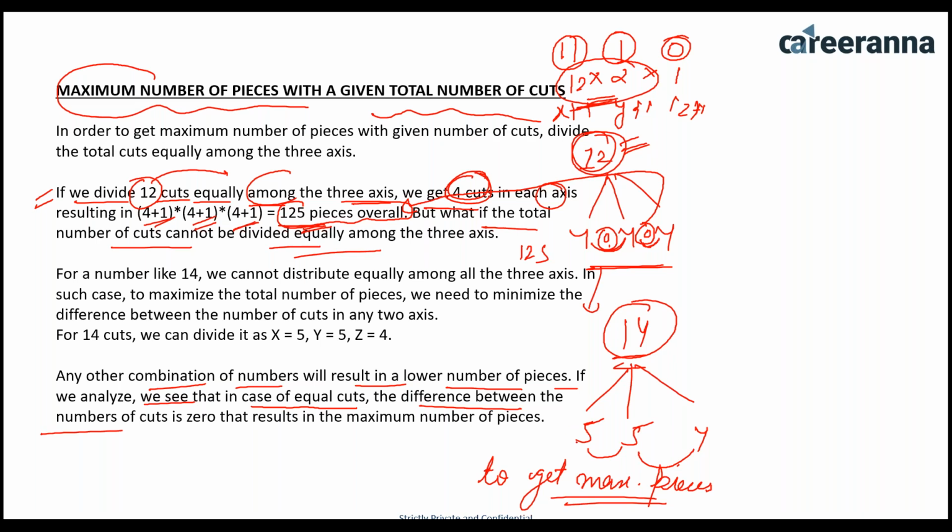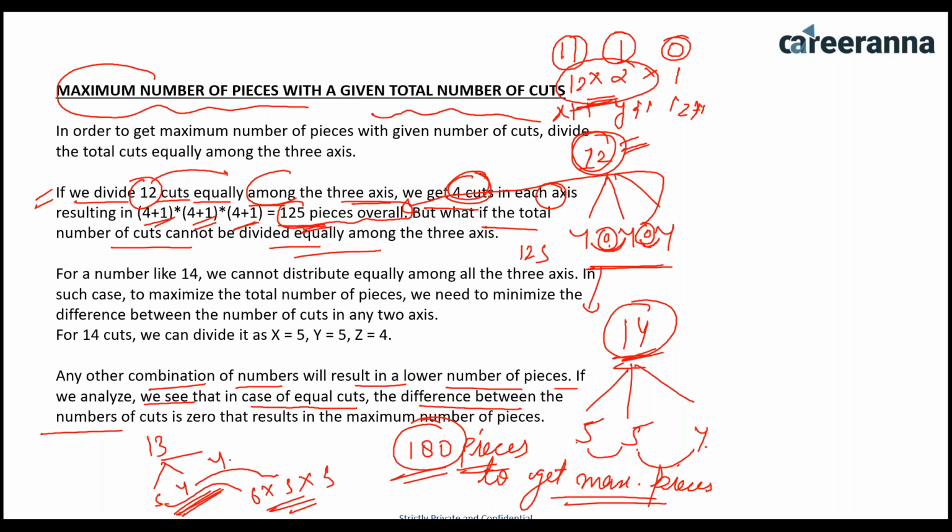Okay, yes. So what you can do here is 6 multiplied by 6 multiplied by 5. Yes, Pratham, very good. It will be 180 pieces. This is the maximum. If you have to make 14 cuts, 180 pieces are the maximum which you can get. You cannot get more pieces than this. Yes, you have to divide 13 like 5, 4, and 4. That will give you the maximum number of pieces. That is 6 multiplied by 5 multiplied by 5. How can I get this number? 5 plus 1, 4 plus 1, and 4 plus 1. That will give you 150.